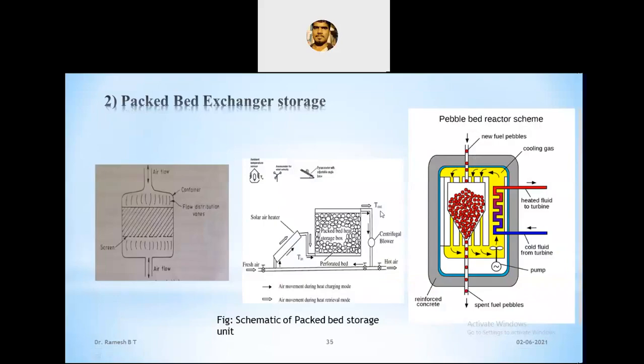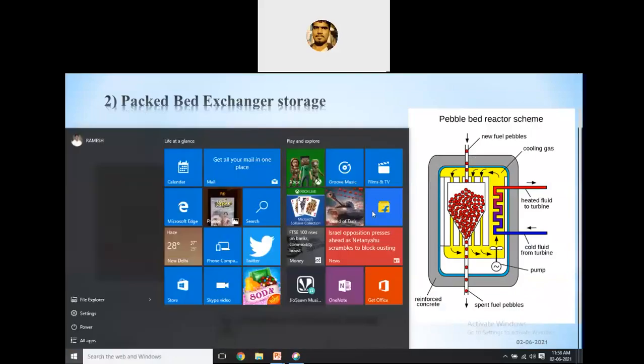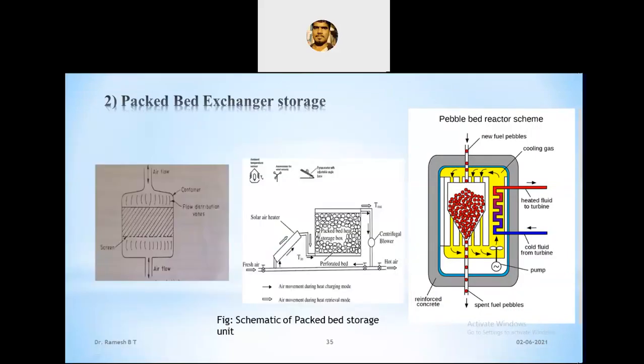So the second one is a packed bed exchanger storage. In the packed bed, it is also a sensible heat storage with air as the energy transport medium. Here we can use rock, gravel, or crushed stone. So we use rock, gravel, and air as the transport media.